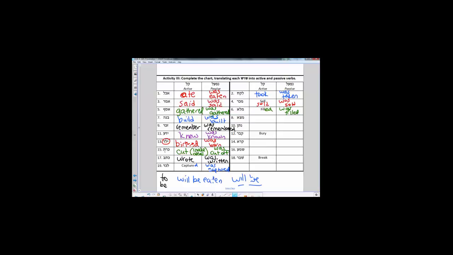Matza is what? To find. What's found? Actually, we're doing past. Found. Was found. What's nathan? Good. And then Niphal is was given. Kavar is what? Buried. And then in Niphal is what? Was buried. Good.